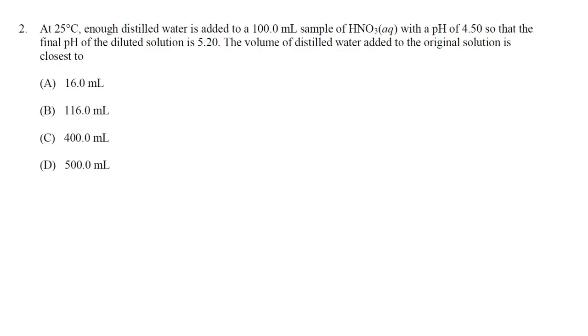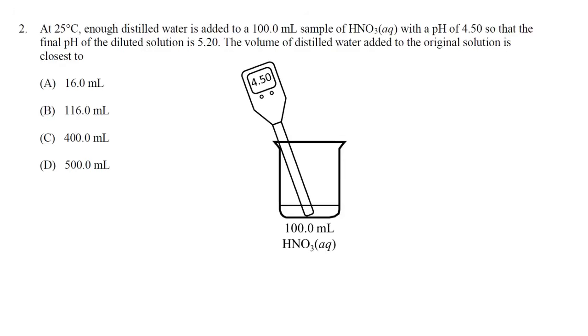The volume of distilled water added to the original solution is closest to, and then we can see 4 numerical choices. So I'll give you a diagram to help you figure out what exactly is going on in this experiment. So we begin with a sample of nitric acid, HNO3. The volume is 100.0 milliliters and the pH is 4.50.